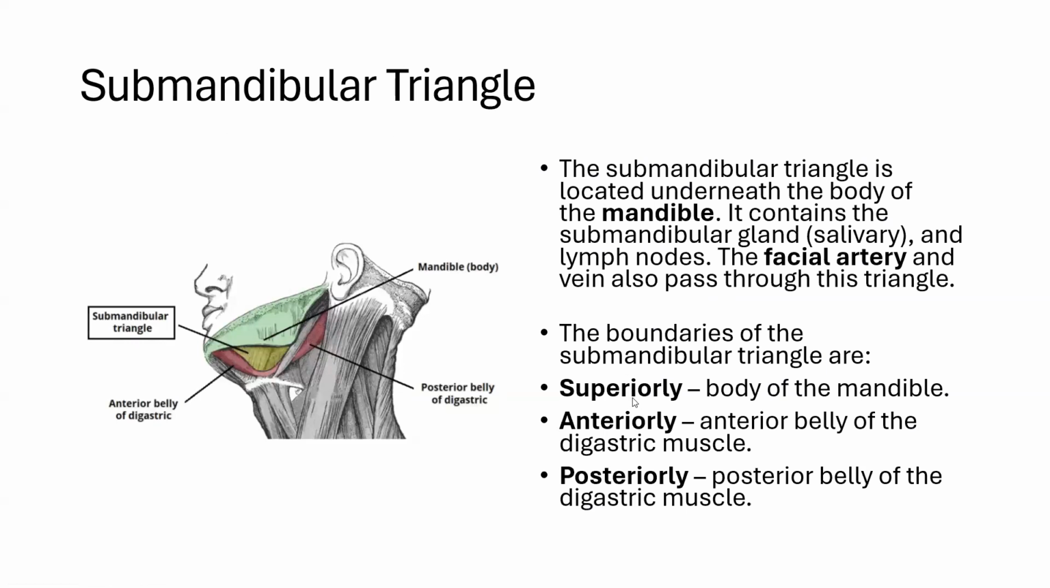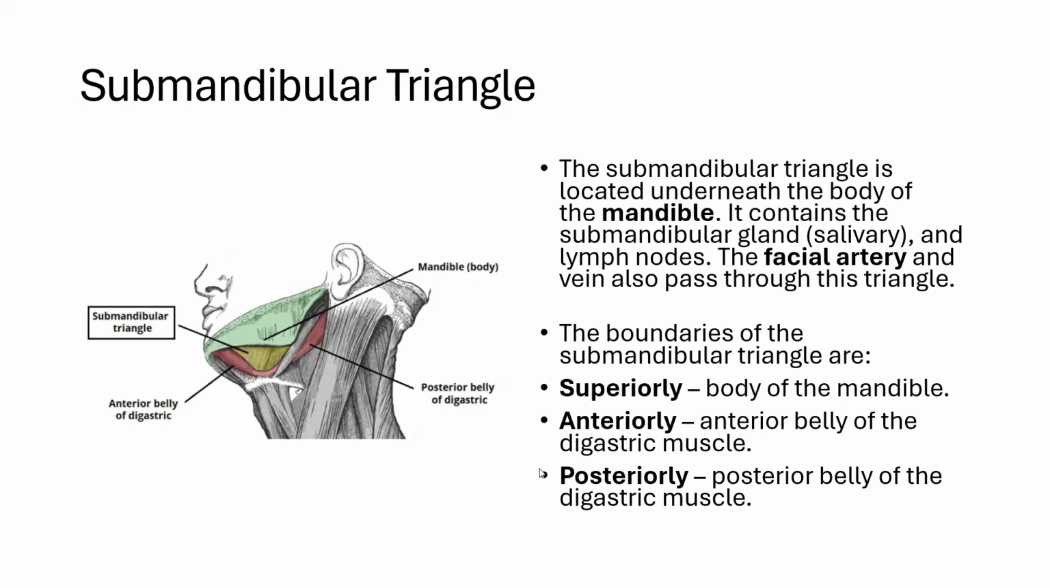Submandibular triangle. The submandibular triangle is located underneath the body of the mandible. It contains the submandibular salivary gland and lymph nodes; the facial artery and vein also pass through this triangle. The boundaries of the submandibular triangle are superiorly the body of the mandible, anteriorly the anterior belly of the digastric muscle, and posteriorly the posterior belly of the digastric muscle.